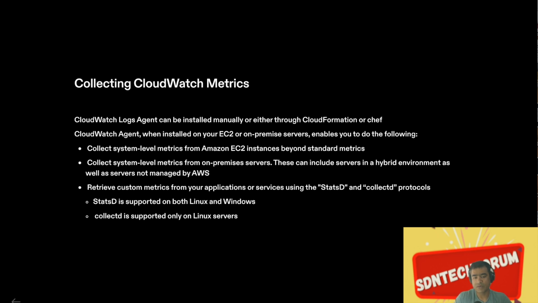to do the following: collect system level metrics from Amazon EC2 instances beyond standard metrics, and collect system level metrics from on-prem servers, depending on where you are installing it. These can include servers in a hybrid environment as well as servers not managed by AWS. So CloudWatch as a solution you can actually use for infrastructure which is not managed by AWS.